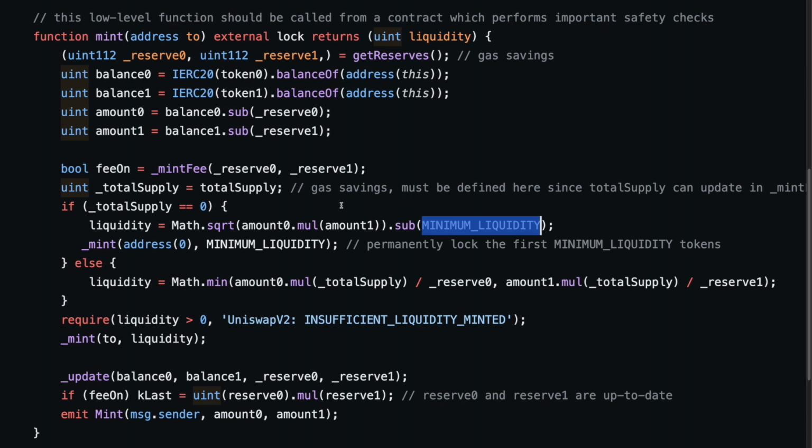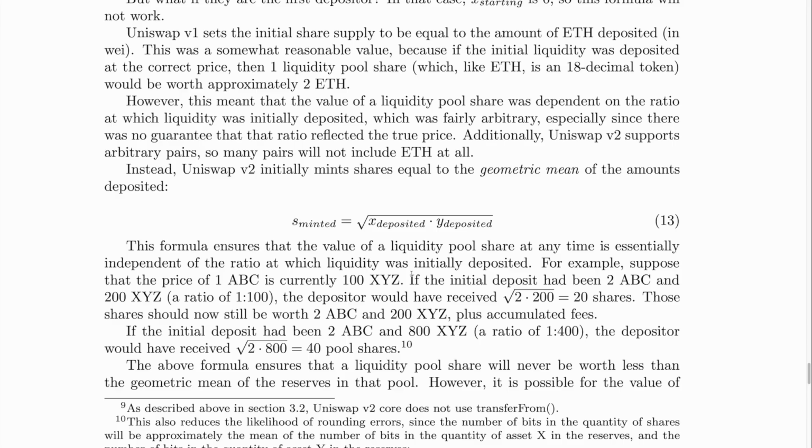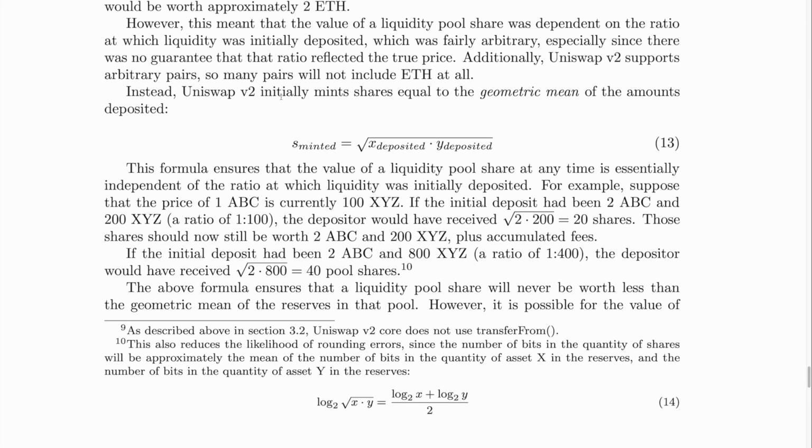And also, this is very important here, the square root of the first amount multiplied with the second amount. This is the geometric mean formula for both amounts, and this is explained on their white paper, as we can take a look here. It says that Uniswap mints shares equal to the geometric mean of the amounts deposited.